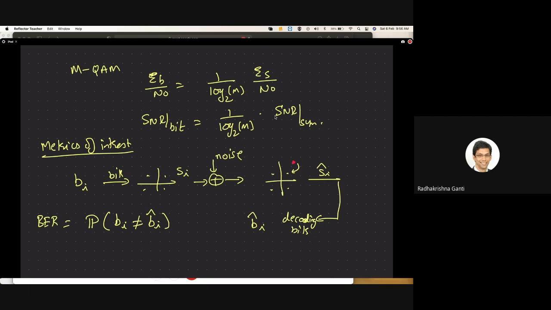Similarly, you can define symbol error rate. Symbol error rate is the probability that s_i is not equal to s_i hat. Of course, both of them are related. It's obvious that if the symbol error rate is high, bit error rate will be high, and vice versa. For some constellations, there is a very easy mathematical relation between bit error rate and symbol error rate. For example, for BPSK, bit error rate is equal to symbol error rate, because one bit is mapped to one symbol. Is this fine? Any questions?